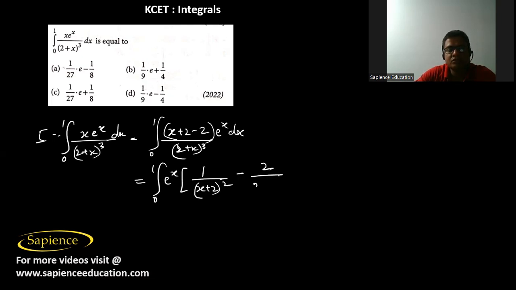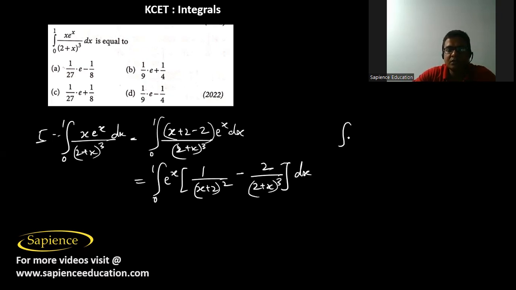Then here it is told to find the integral 0 to 1 x e power x by 2 plus x whole cube. So now similarly this integral can be written as integral 0 to 1, this I can write x plus 2 minus 2 by 2 plus x whole cube into e power x dx. So this I can write integral 0 to 1 e power x into 1 by x plus 2 whole square, then minus 2 by 2 plus x whole cube, into dx.